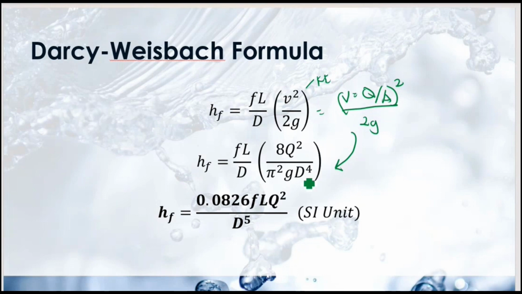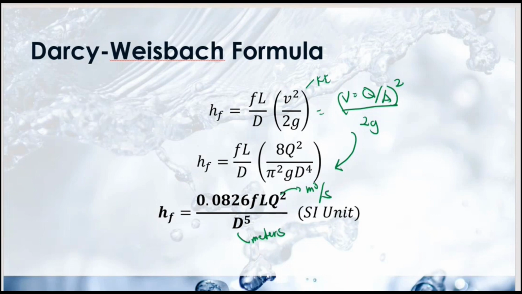If we simplify this using the values in SI units, assuming that g is 9.81 meters per second squared and pi is 3.14, we could have this equation: the head loss for the Darcy-Weisbach is 0.0826 multiplied by f times L times Q squared over D raised to 5. Take note that the value of D here should be in meters, and the value of Q, on the other hand, should be in cubic meters per second. L is also in meters, and the friction factor f is dimensionless.